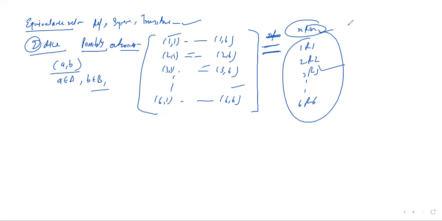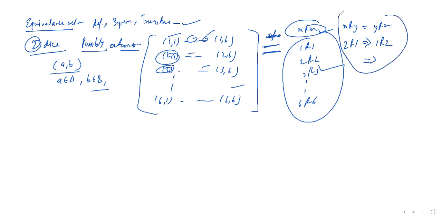And what about symmetricity? For symmetricity, if x is related to y, then y is related to x. Let's check this: 2 is related to 1, that is 2 comma 1. For this we also have 1 is related to 2, that is 1 comma 2. And for 3 is related to 1, 3 comma 1, we also have 1 comma 3, which is 1 is related to 3. So for all types of elements, their corresponding symmetric relation holds. So it is also holding symmetricity.